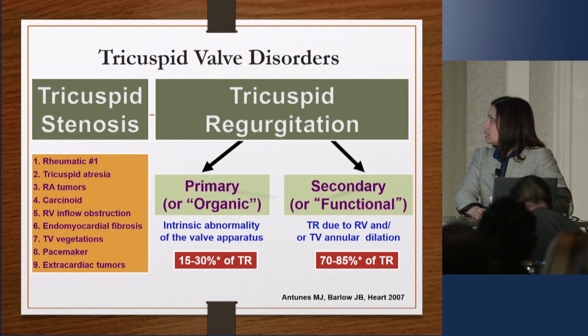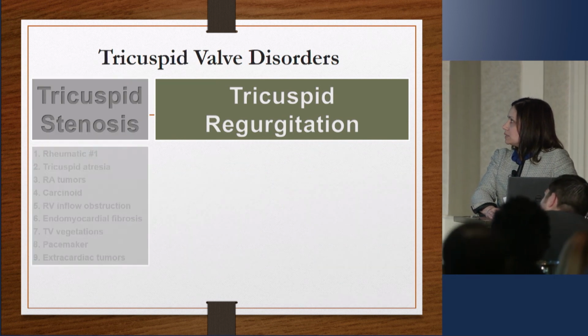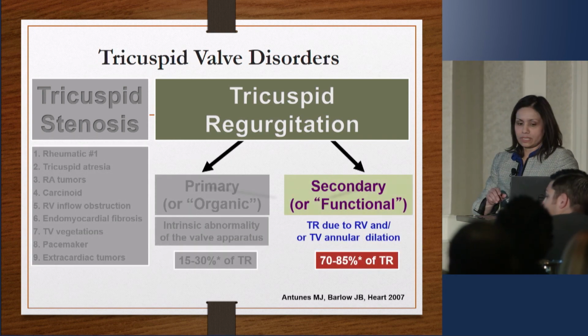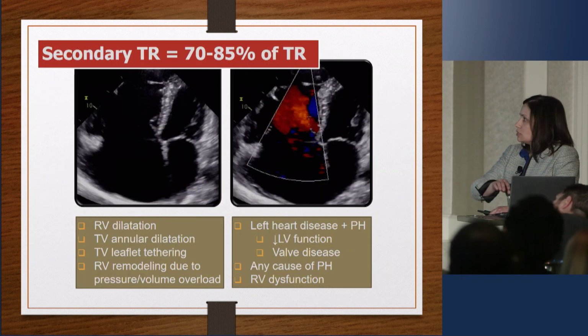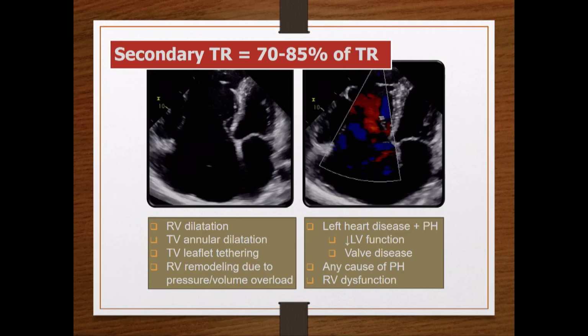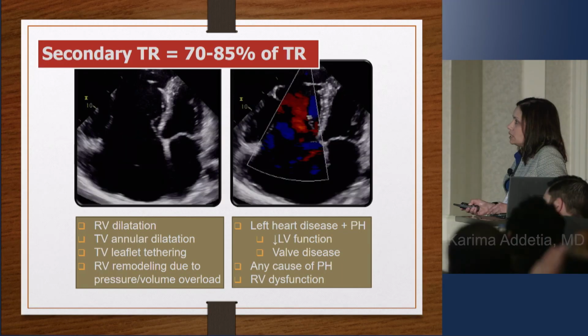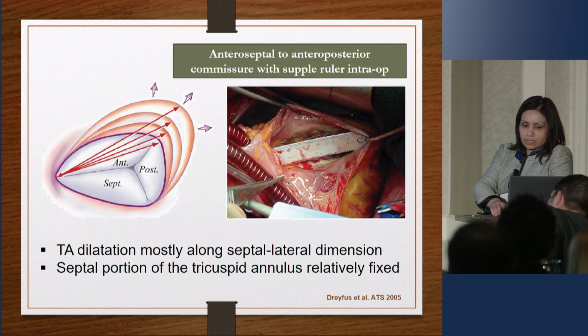Okay. So we talked a little bit about primary organic tricuspid regurgitation and did a few examples. But as we said before, secondary or functional tricuspid regurgitation is the most common. In secondary tricuspid regurgitation, which accounts for about 70 to 85% of TR, you see right ventricular dilatation, tricuspid annular dilatation, tricuspid leaflet tethering, and right ventricular remodeling due to pressure or volume overload. In these patients, the cause could be left heart disease with PH, any cause of pulmonary hypertension, or RV dysfunction.